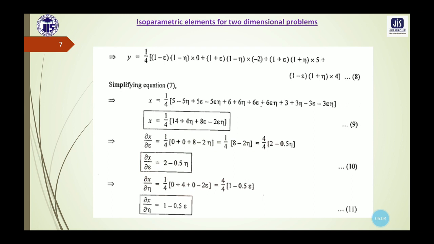Now simplifying equation number 7, we are getting a relation between x, eta and epsilon, which is equation number 9. Now if x is this equation number 9, then we can perform this differentiation, that is del x del epsilon, this is equal to 1/4 into (8 minus 2 eta), which is actually 2 minus 0.5 eta, which is our equation number 10. In a similar manner, if we perform the differentiation with respect to eta, then we can get equation number 11, where we are getting del x del eta equal to 1 minus 0.5 epsilon.